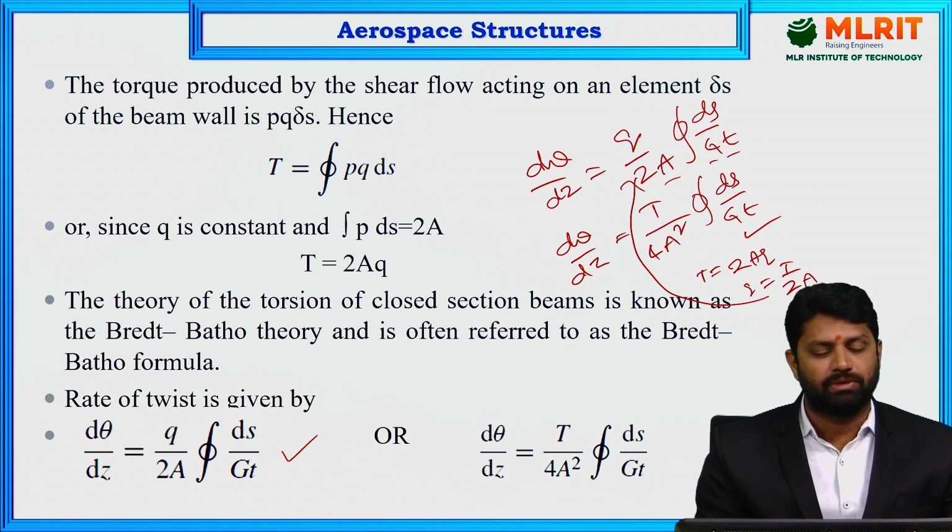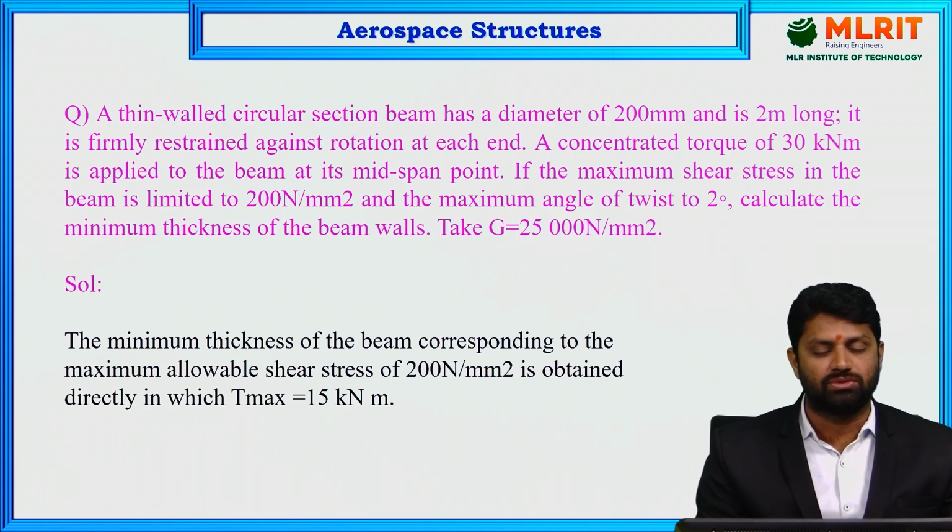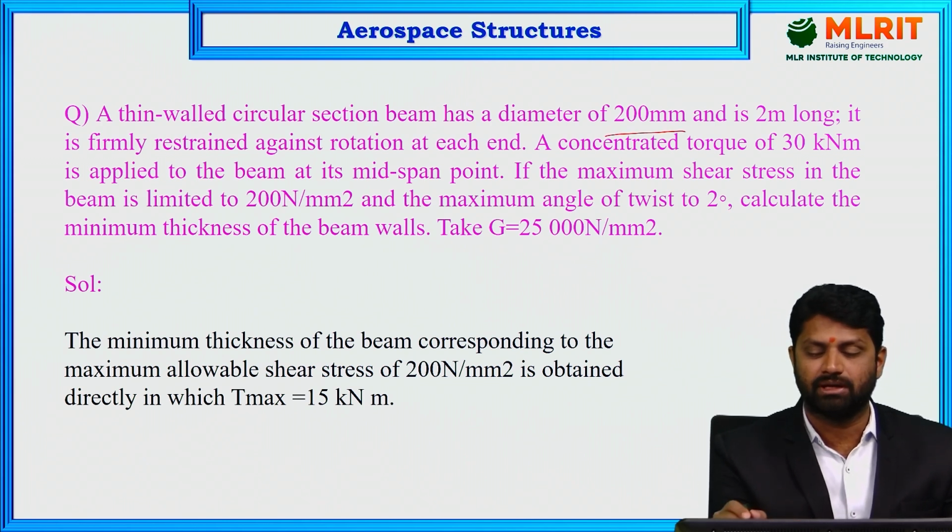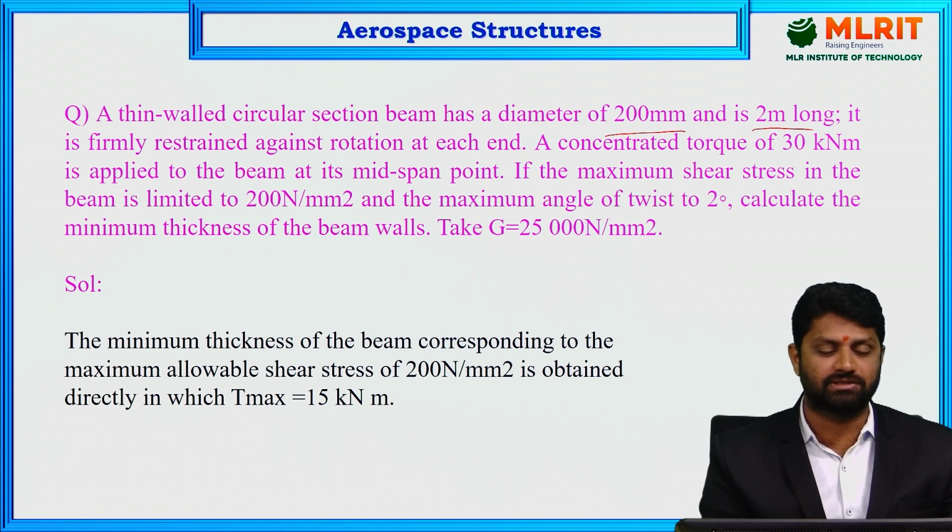After knowing this formula, let's consider one problem and look at how to solve problems on torsion of open and closed section beams. A thin walled circular section beam has a diameter of 200 mm and is 2 meters long, and is firmly restrained against rotation at each end.